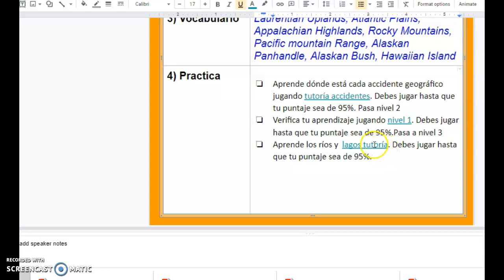and that is going to be a tutorial for the lakes and rivers of the United States. This is very important because it makes you realize where do we get our water from. So pay attention to those ones, and you will make connections tomorrow once we start with the states.